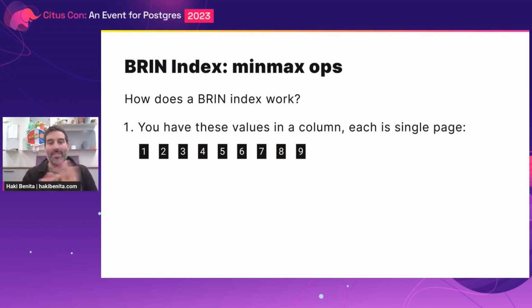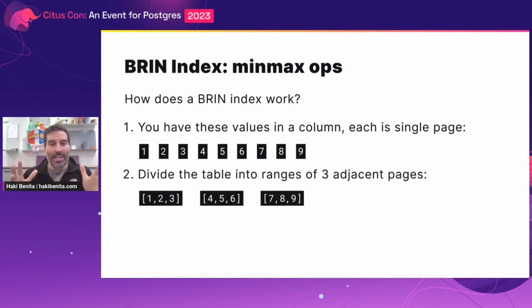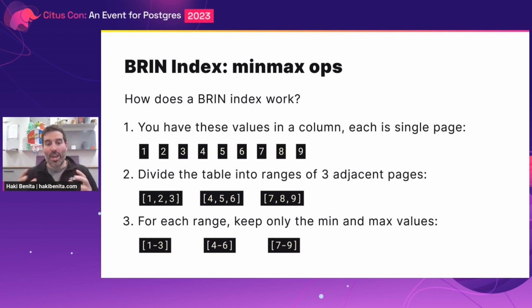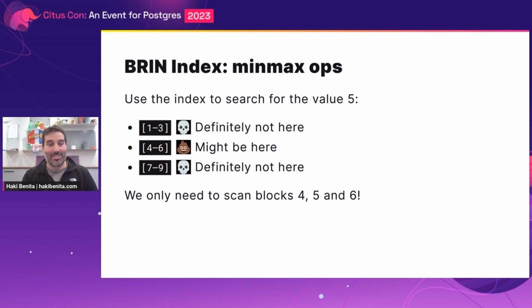Let's say that we have these values, 1 through 9, each in a single page. First, the BRIN index takes these pages and divides them into ranges of adjacent pages, in this case 3. So 1, 2, 3, 4, 5, 6, 7, 8, 9. These are the ranges. Now for each range, we keep the minimum value and the maximum value. So this is our index.